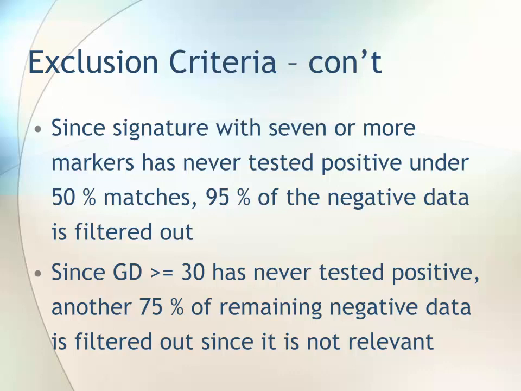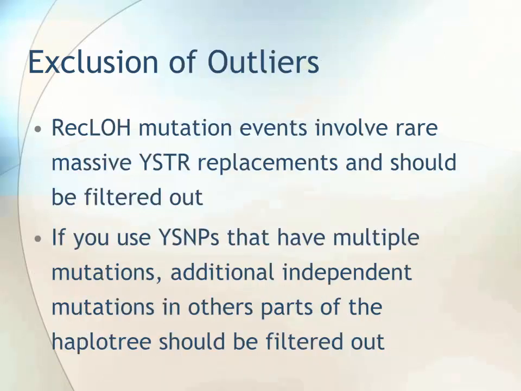And also extremely high genetic distances. If you start out with negative genetic distance, testing negative at 15, it goes to 20, 25, 30, and they're just a truckload much higher. It just doesn't make sense to analyze all this extremely high data when you already had 50 to 100 testers that have tested negative up to 30. So that rules out another 75% of the remaining negative data. It's filtered out because it's just not relevant and it's not worth the time to analyze.